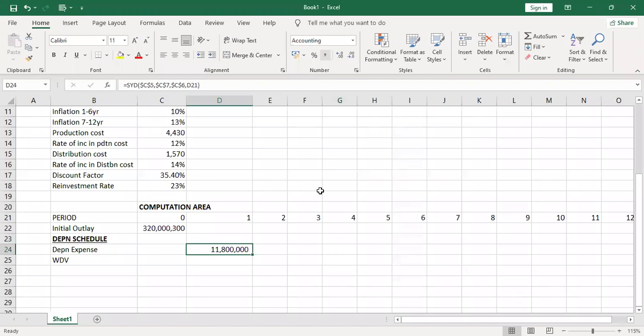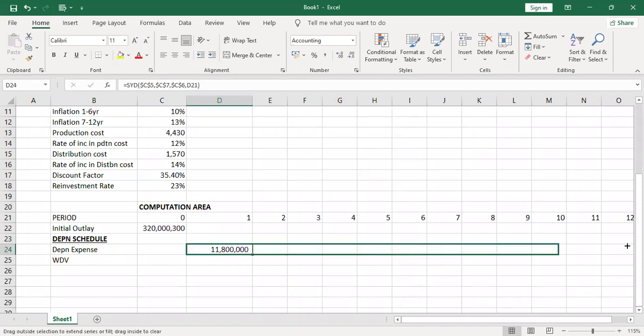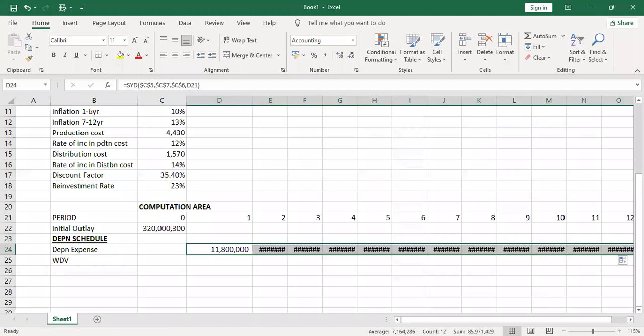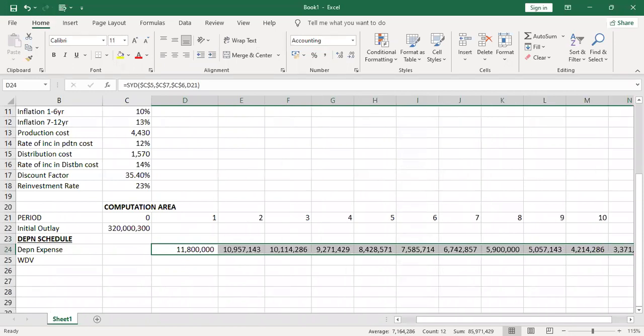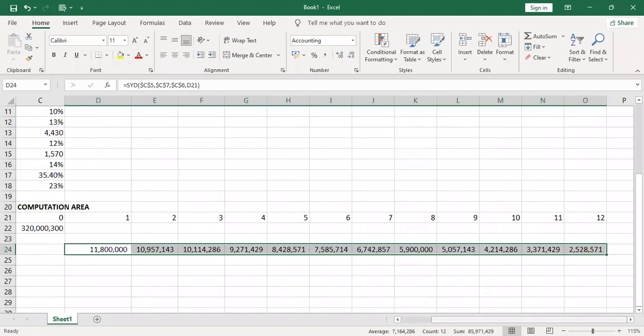And then after that, click on the value you have got, anchor, press the cursor on the autofill icon, and then you drag up to period 12. If you get this hash, click on the home tab, comma style, and then the depreciation values will appear. So that's how you get the depreciation expense.